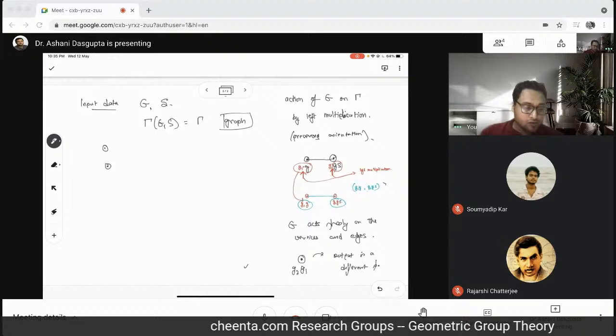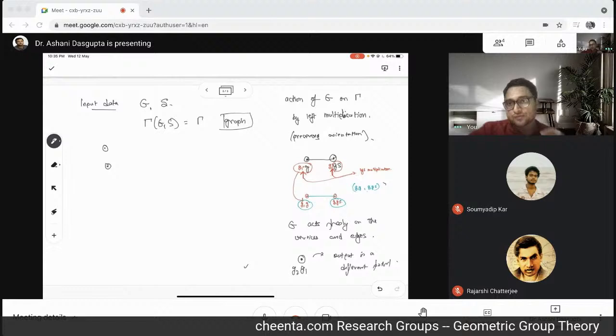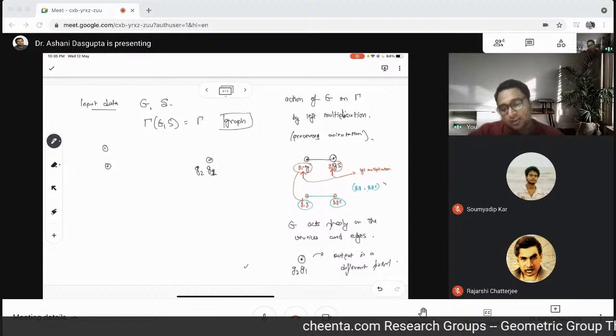So no element of the group fixes a vertex. It's very important. It does not fix any vertex. So why doesn't it fix any vertex? Because for each vertex, for each group element, we have a different vertex. Now suppose after hitting by G2 a vertex G1, I come back to the same point G1.